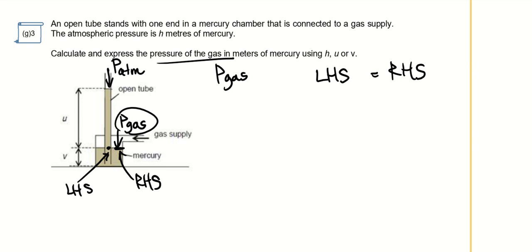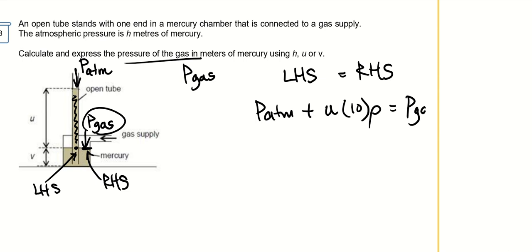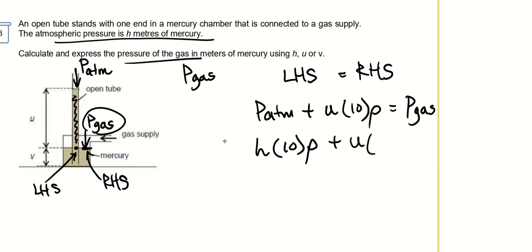So for the left hand side, I have PATM, plus this amount of mercury on it. So I will do U, which is the height, times G, which is 10, times the density. Okay, so this is my rho GH. On the right hand side is P gas. Now they tell me that atmospheric pressure is H meters of mercury. That means it is H meters multiplied by 10 multiplied by density. So U times 10 equals P gas.